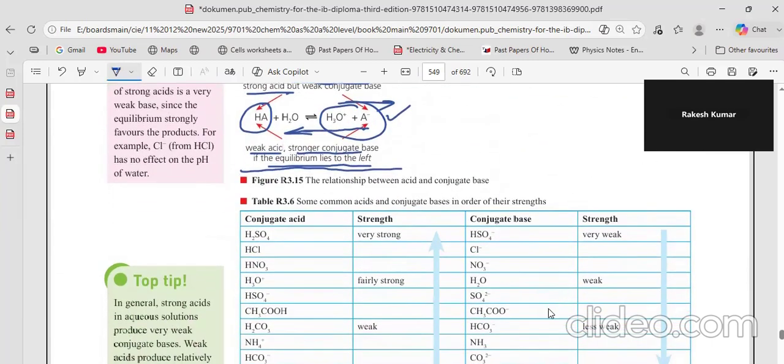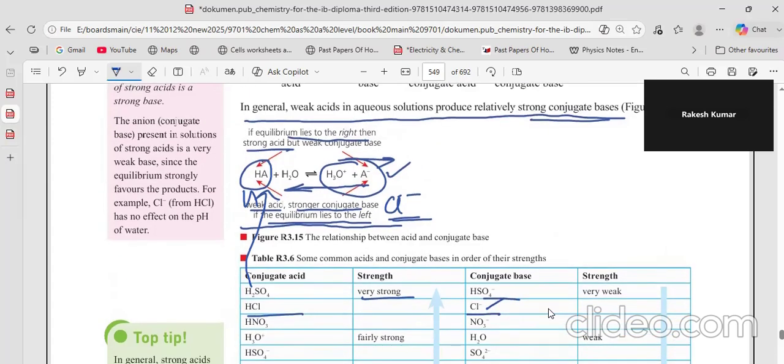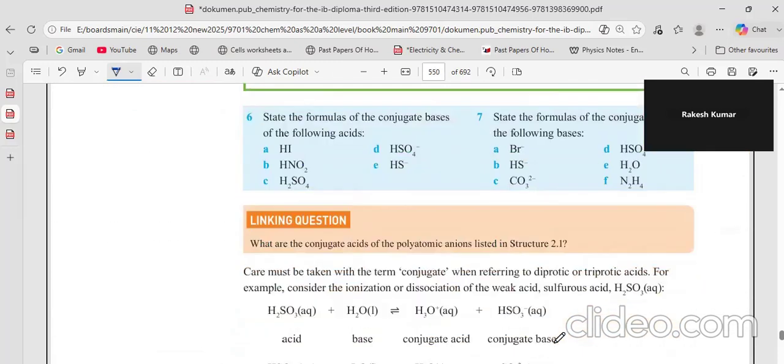Generally, H2SO4 is very strong, so its conjugate base is weak. H2SO4 will generally appear on this side, not here. So it will never be there. And if HCl is strong, Cl minus is weak. HCl is here, Cl minus will come here, and the equilibrium will be to the right because it's a weak conjugate base, and the acid will be on this side. So this is how you see it, and also it's all relative.